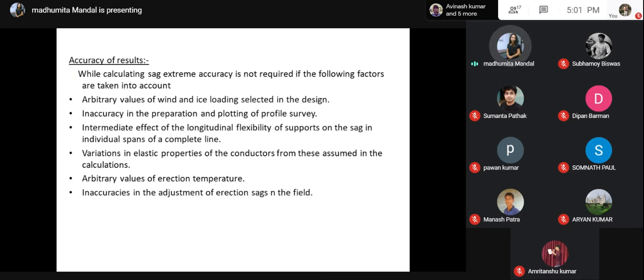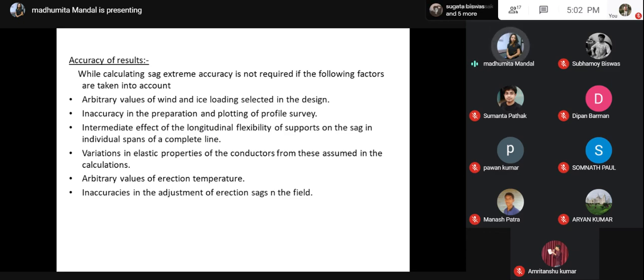Accuracy of result: while calculating sag, extreme accuracy is not required if the following factors are taken into account: arbitrary value of wind and ice loading selected in the design, inaccuracy in the preparation and plotting of profile survey, intermediate effect of longitudinal flexibility of supports on the sag, in individual span of a complete line, variation in elastic property of the conductor from those assumed in the calculation, arbitrary values of erection temperature, and inaccuracies in adjustment of erection sag in the field.